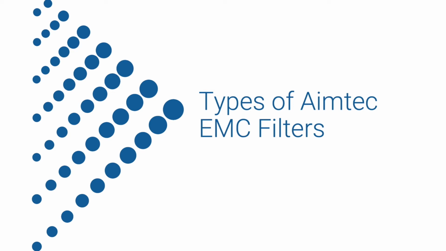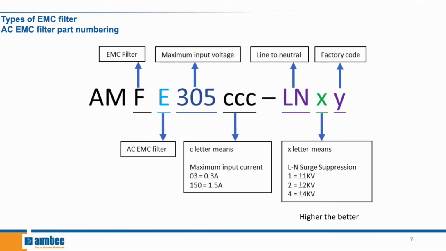Now we're going to be moving on to the different types of EMC filters that Aimtec offers. To begin, we're going to look at AC EMC filters and look at how Aimtec actually labels them. First off, we have AM, like all of our part numbers, which stands for Aimtec, and then the F after the AM is for EMC filters. The E is for an AC, so if it's DC, you will not have an E in the part number. The next three digits after the E are going to be the maximum input voltage.